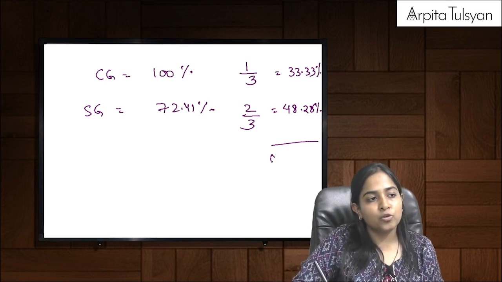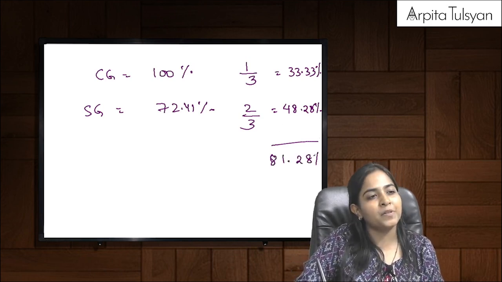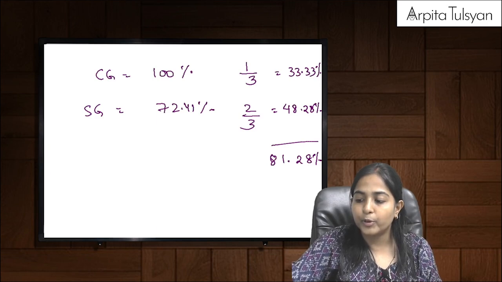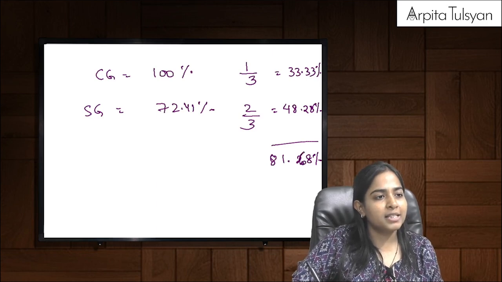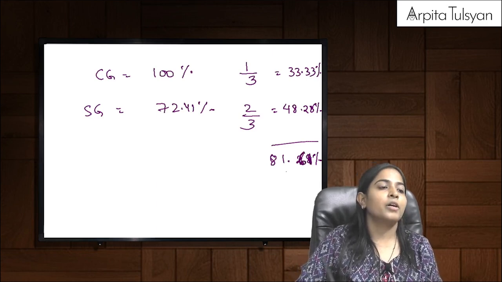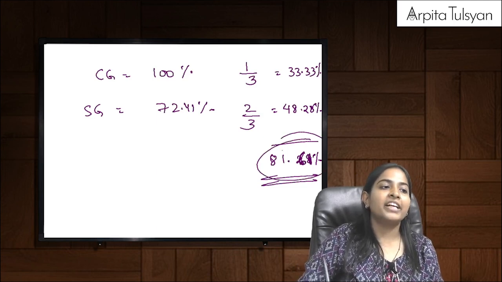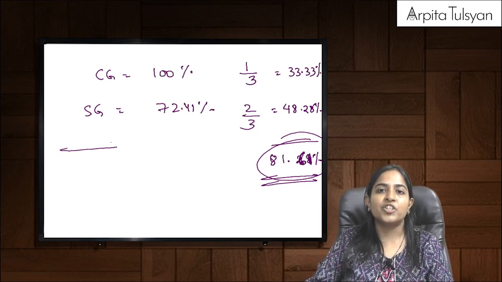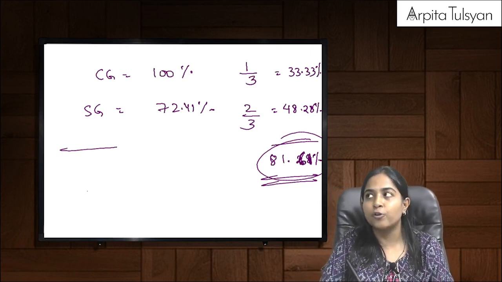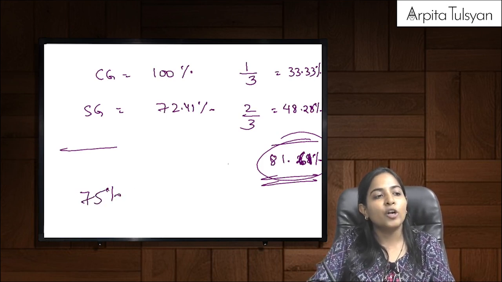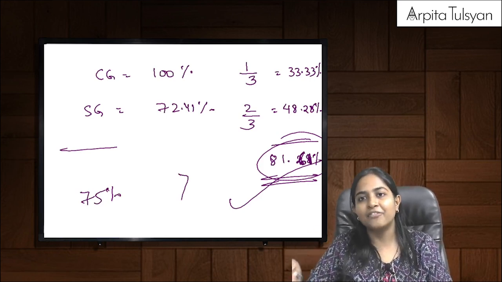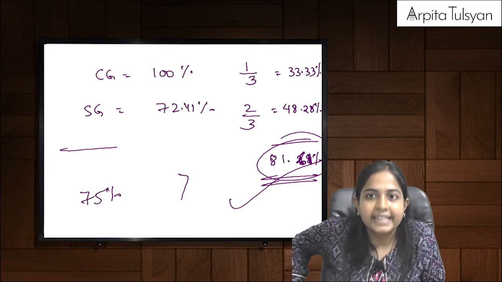So this total comes to approximately 81.28%, or if I take exact, 81.61%. This is the weighted average of votes of central government as well as state governments. I wanted a majority of at least 3/4, and 3/4 stands for 75%. I have got more than 75%, meaning whatever decision was taken in that meeting will be ratified, meaning it is approved.